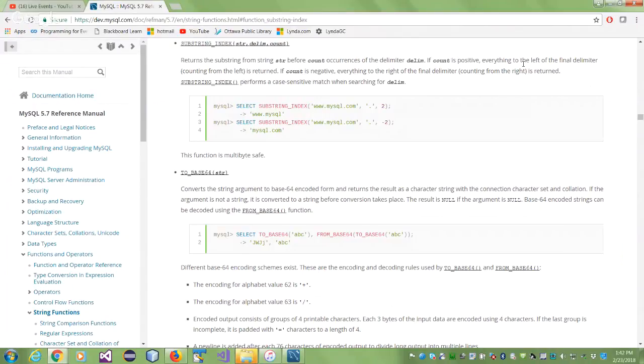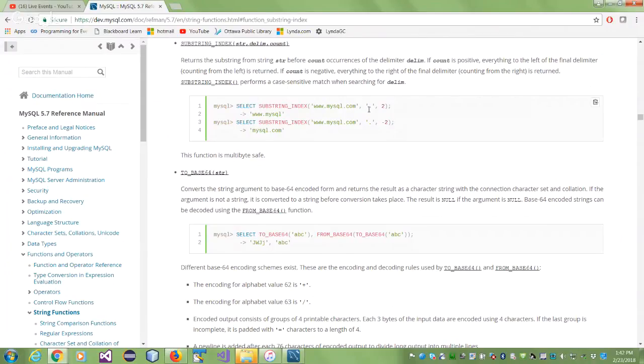If count is positive, everything to the left of the delimiter is returned. If the count is negative, everything to the right of the delimiter is given to you. So left of the comma, right of the comma. How many to the left of the comma? 1 position to the left. How many to the right of the comma? 1 position to the right. You could go 2 positions left, 2 positions right, 3 positions left, 3 positions right. You can do anything. Okay. Now let's see how to do this.